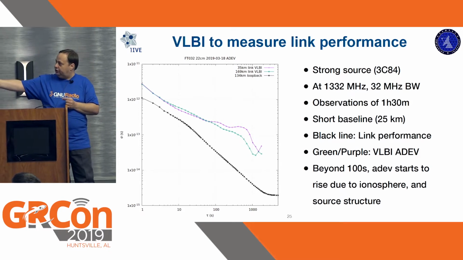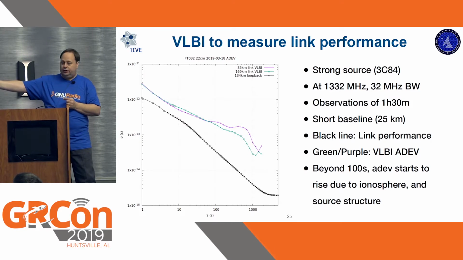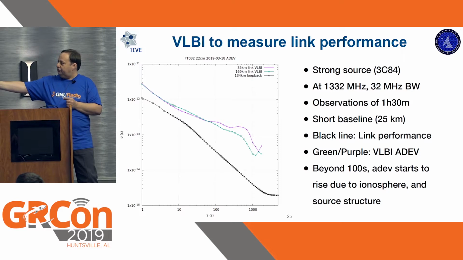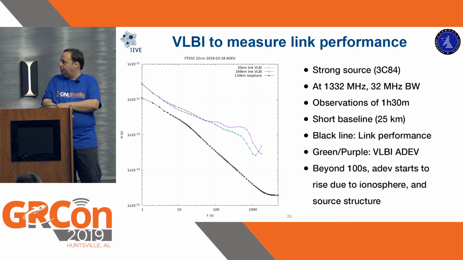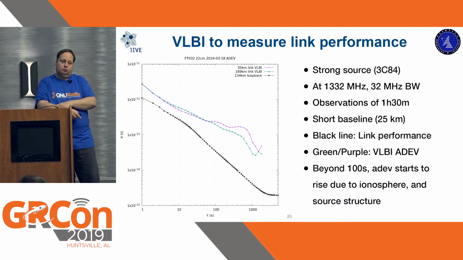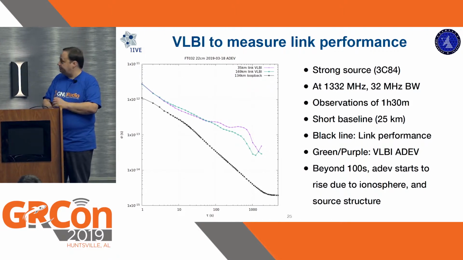And what you see here is that for the 35 kilometer and for the 169 kilometer link, basically the performance is exactly the same, but then eventually it starts to diverge, and that is because these measurements were not done at the same time, and you start to see the effects of the ionosphere. Still, we can see that the performance is pretty close to the link performance. We're not losing much, and this is actually an observation that ran for 1.5 hours each.